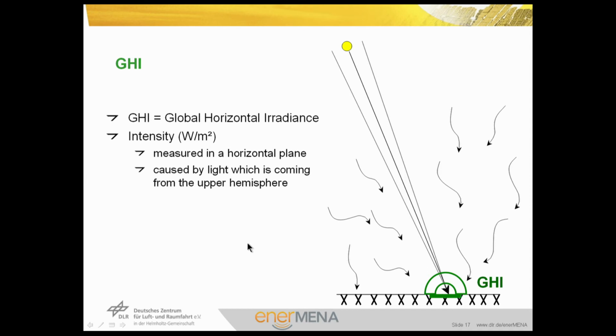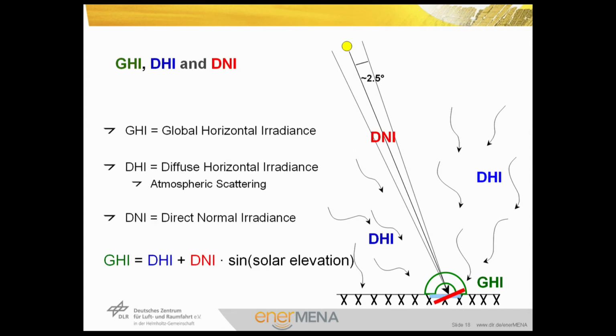Here we see the GHI. This is global horizontal irradiance, an intensity measured in a horizontal plane, which is caused by light coming from the upper hemisphere. GHI, DHI and DNI are connected to each other. We can connect them using this formula. GHI is DHI plus DNI times the sine of the solar elevation.